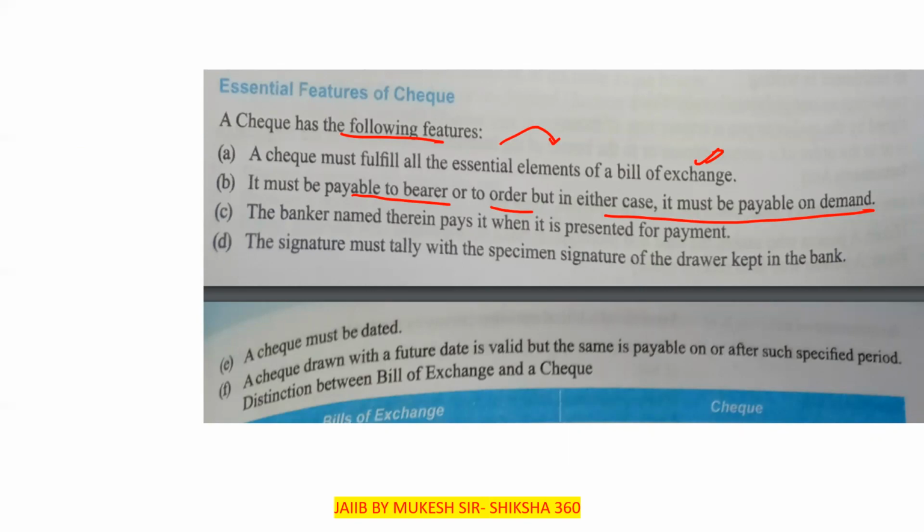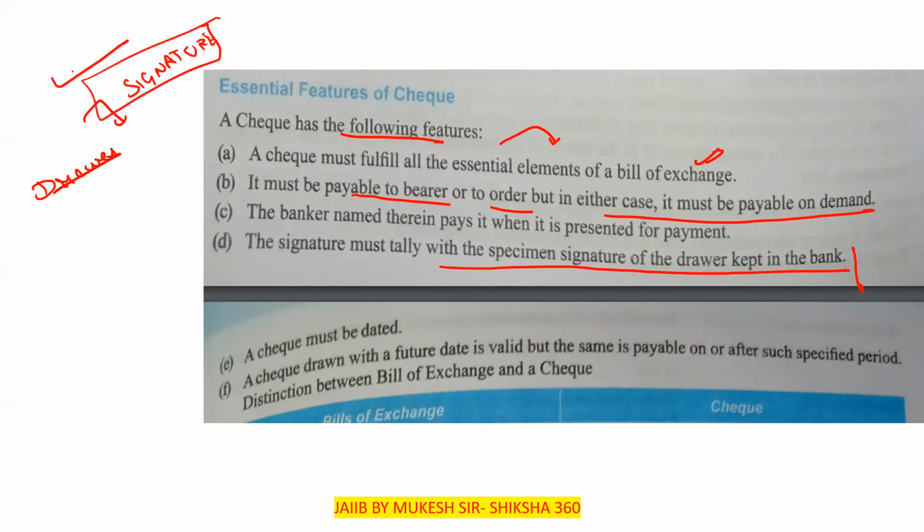Next, the signature must tally with the specimen signature of the drawer kept in the bank. The person who makes the check also gives their signature when opening their account in that bank. That specific signature is matched with the signature drawn on the check.